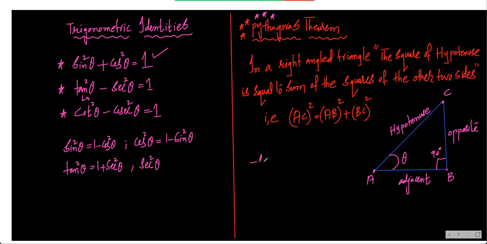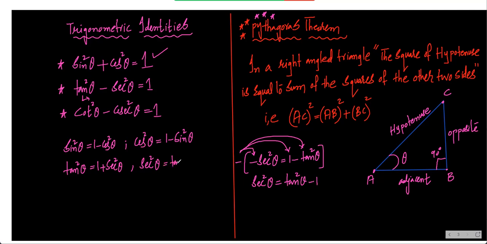Secant square theta is equals to 1 minus tan square theta. Because I want secant square only, so we multiply with minus sign. Minus into minus plus. Secant square theta is equal to, this minus will be multiplying with this one and with this term and also with this term. This minus into this minus becomes plus. So tan square theta we write here, and then minus we write later on. So the value of secant square theta is tan square theta minus 1.